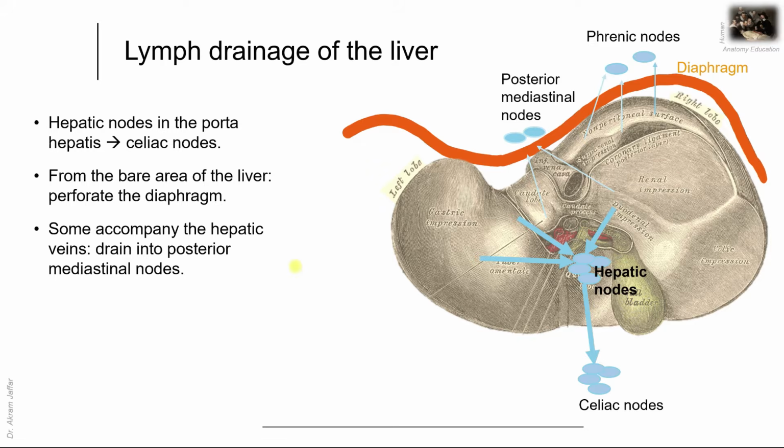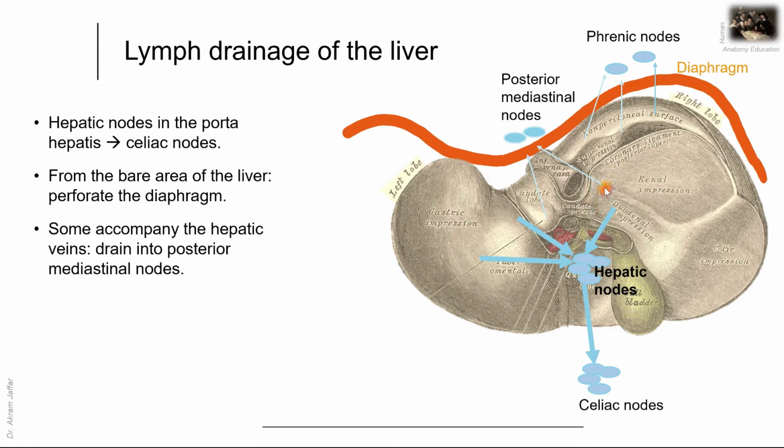Now, regarding the liver, it is mainly drained to hepatic nodes that are located in the porta hepatis. This is the region of the porta hepatis where there are the portal vein, hepatic artery, and biliary passages. And from these hepatic nodes, the lymph will drain to the celiac lymph nodes, a member of the pre-aortic lymph nodes. In addition to that, from the bare area of the liver, the area that is not covered by peritoneum, lymphatic vessels can perforate the diaphragm, and so they drain into phrenic nodes that are located in the thorax.